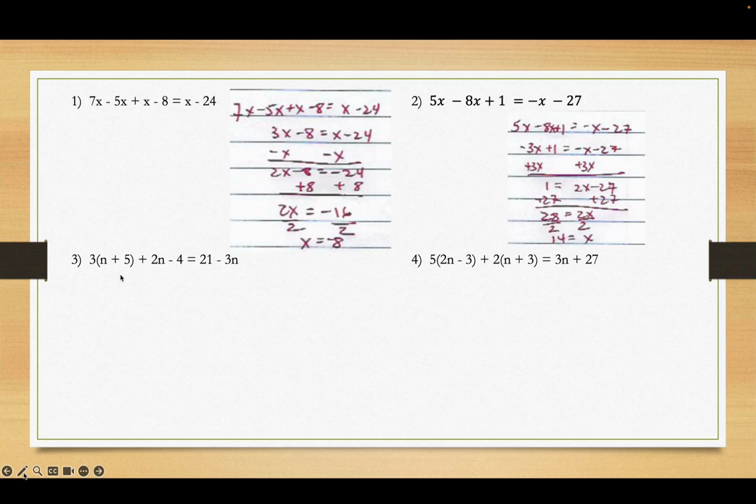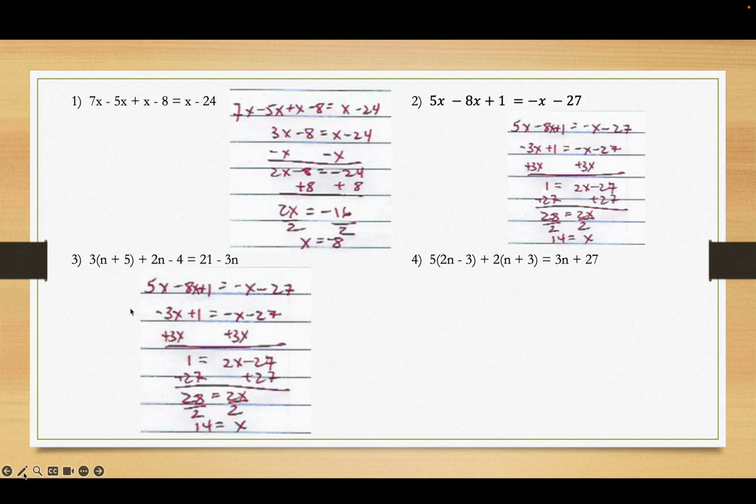Okay, now we get to number 3. And before we can do anything on number 3, we have to distribute the 3. So I'm going to distribute it to both terms there. And I get... Oh, I did a step in my head here. All right, let's talk about what I did in my head. 3 times n is 3n. 3 times 5 is 15. So 3n plus 2n's gives me my 5n's, or I wrote x's. So I got 5x.